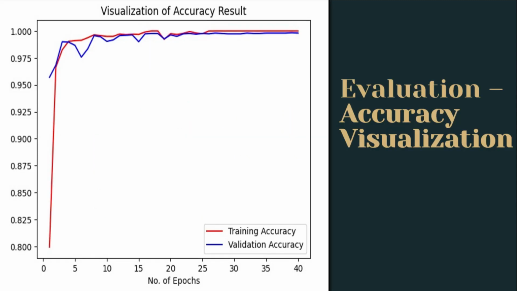So this is the evaluation accuracy visualization of the testing of our experiment. The number of epochs is set to 40. And if you see, the training and the validation reached a score of 1 at approximately 26 or 27 epochs and started to stand still. What that means is the prediction started to be more accurate at epoch 27.